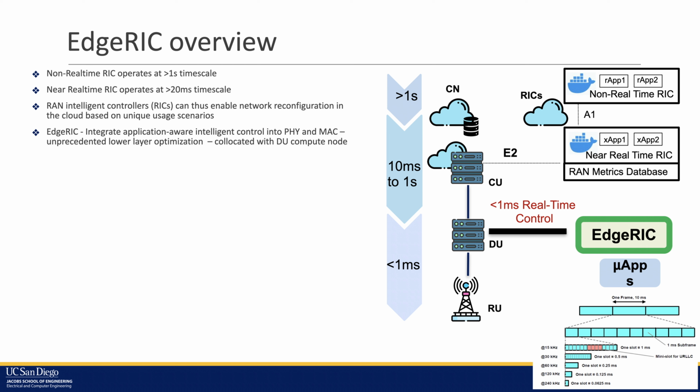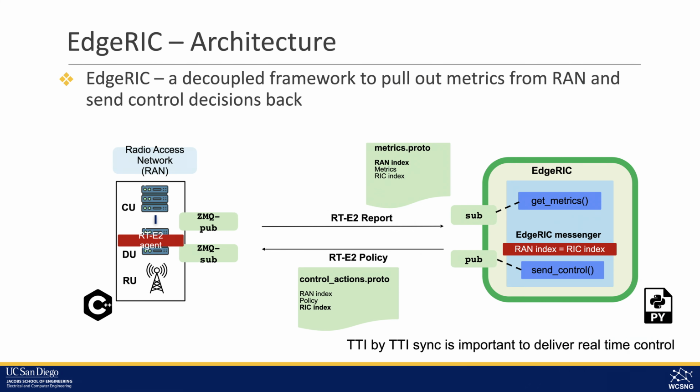The philosophy behind EdgeRIC is basically we want unprecedented optimizations in the PHY, MAC and RLC network functionalities of the RAN, and also with a flavor of application aware decisions in these network functions. And EdgeRIC is co-located with the srsRAN as of our current implementation. What we are targeting is basically slot by slot action, that is we want to be able to give a decision for every slot or every TTI as per the standard name.